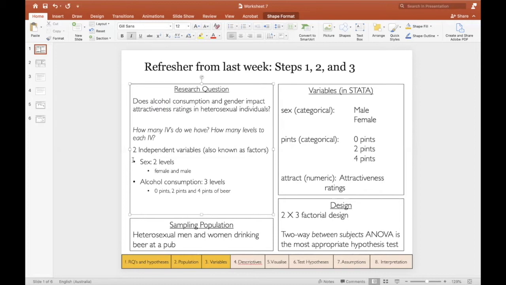The first one is sex, which has two levels, female and male. The second one is alcohol consumption, and this is a three-level categorical variable. Participants either had 0 pints, 2 pints, or 4 pints of beer. So now that we've refreshed the purpose of this study, let's refit that factorial ANOVA just to remind ourselves of the results of the two main effects and interaction that we assessed.